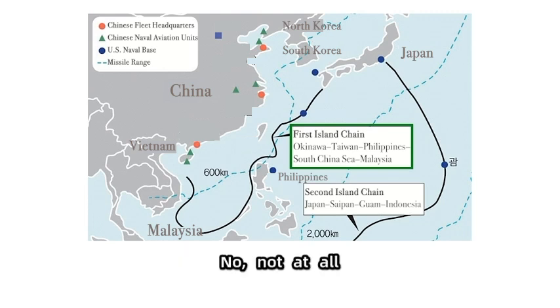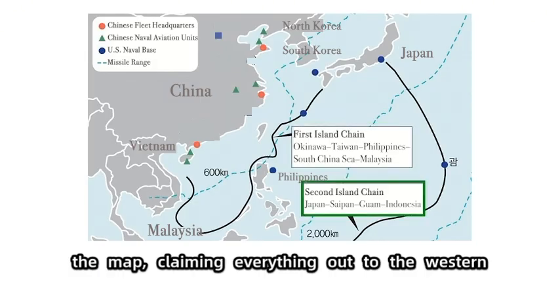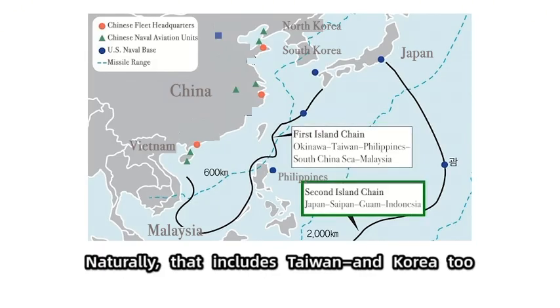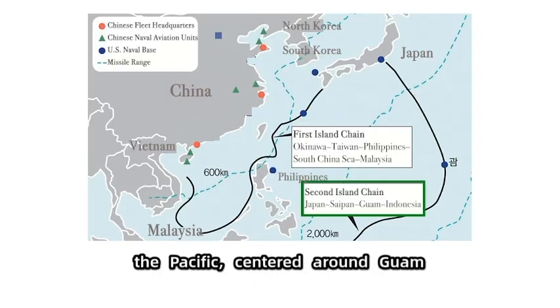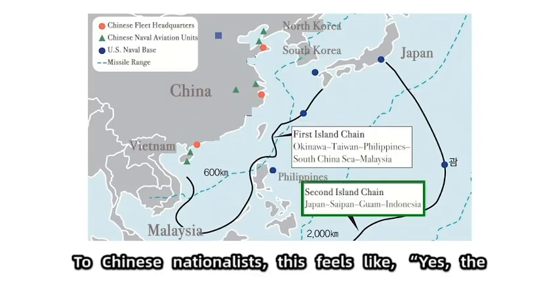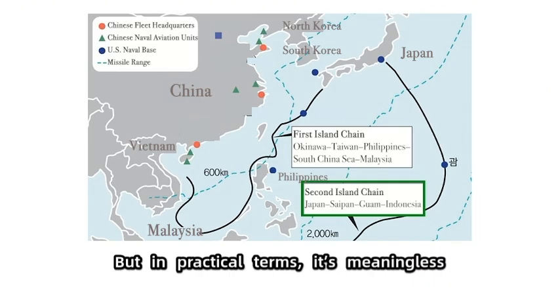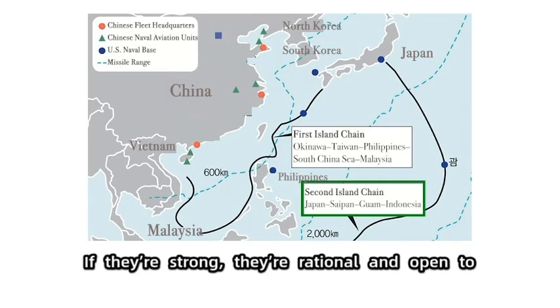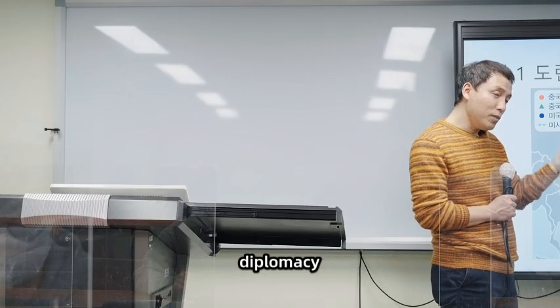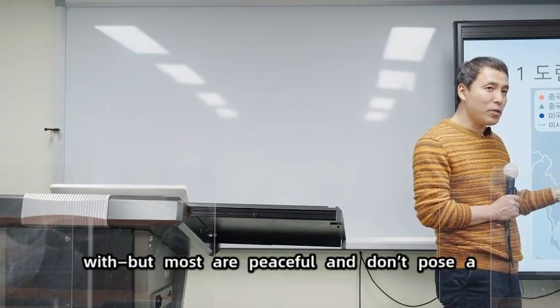No, not at all. Yet they've drawn this first island chain across the map, claiming everything out to the western coast of the Philippines. Naturally, that includes Taiwan and Korea too. The second island chain pushes even further into the Pacific, centered around Guam. To Chinese nationalists, this feels like, yes, the Great China is rising, but in practical terms, it's meaningless. Among the countries in this region, there isn't a single one that's both strong and irrational. If they're strong, they're rational and open to diplomacy. And if they're weak, sure, maybe harder to deal with, but most are peaceful and don't pose a threat.